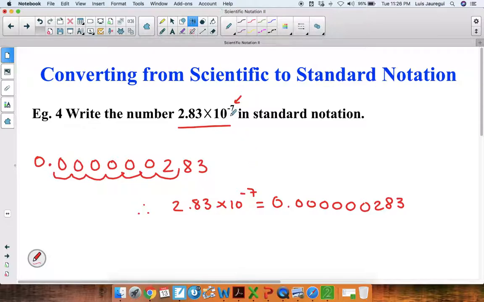So in conclusion, in this particular video, we focused on converting from scientific to standard notation. Notice that you need to pay close attention to the type of exponents that you have. If your exponent is positive, that means that your number is greater than 1, so we move the decimal point to the right. However, if your exponent is negative, that means that your expression represents a number less than 1, so we move the decimal point to the left.